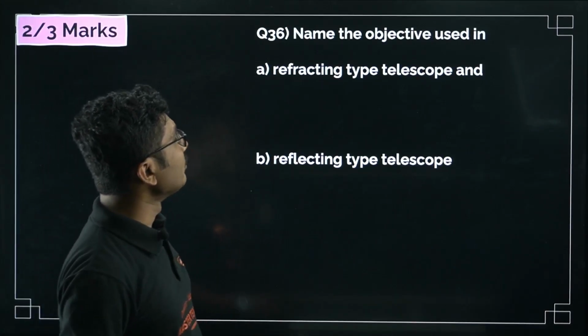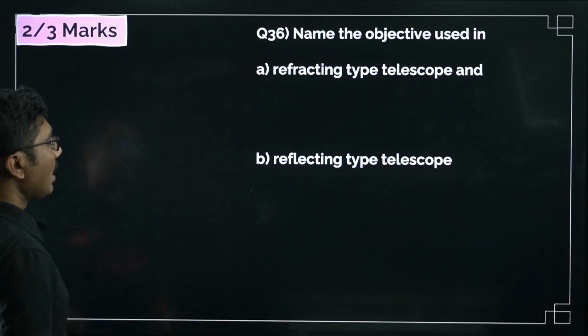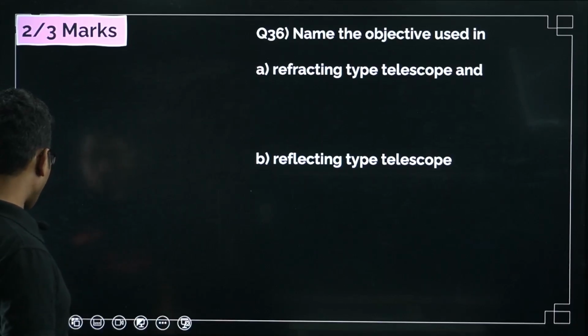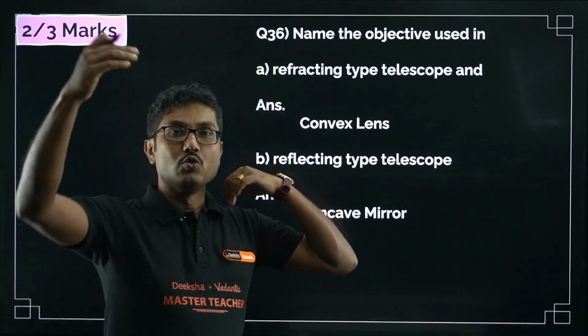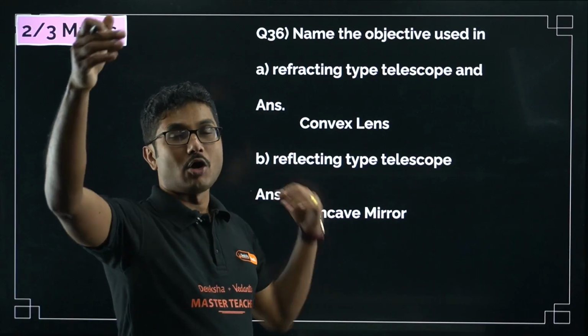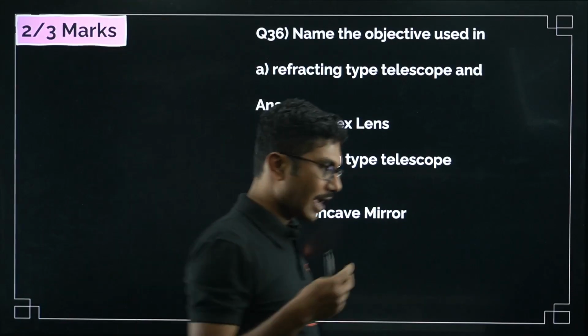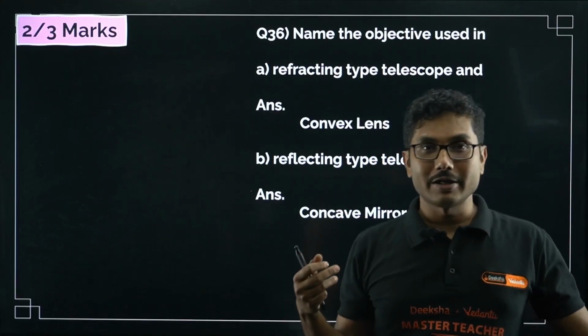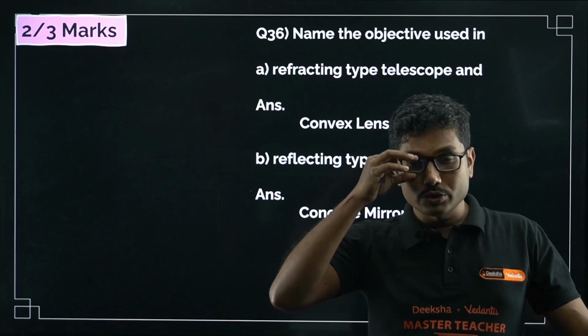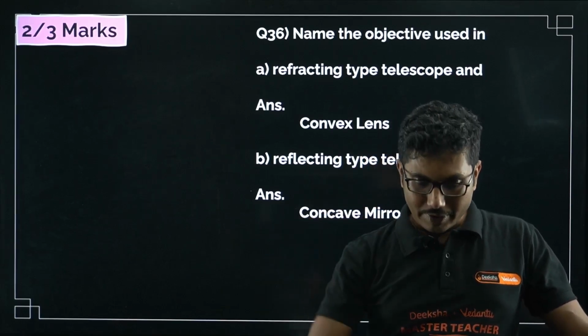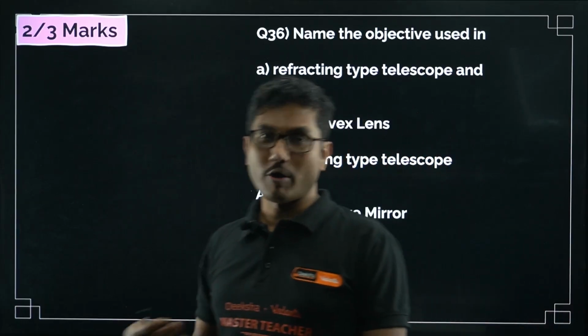Name the objective used in a refracting type telescope and reflecting type telescope. Objective is very important. Objective means whoever is facing the object. If you have done laboratory work for biology experiments, then you should know that when you are watching this, whoever is closer to your eye is called the eyepiece, and whoever is facing the object is called the objective.